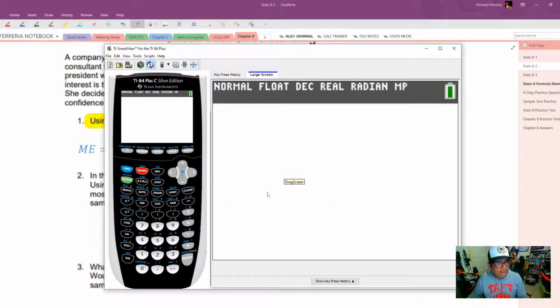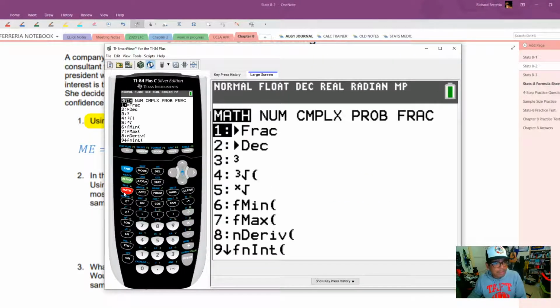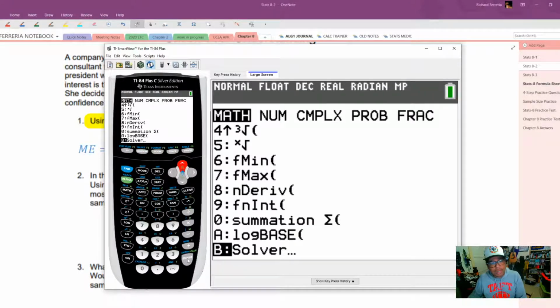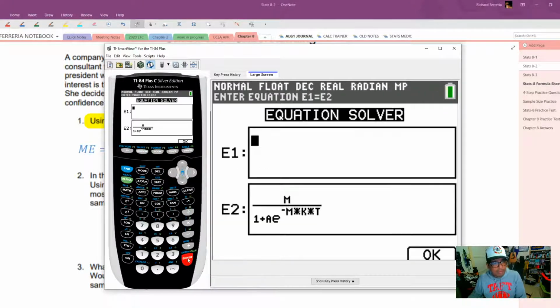So here we are in our calculator. We're going to push math, and then we're going to scroll all the way to the bottom until we get to solver, and we're going to push enter. I have a formula in here from calculus, so I'm going to clear it off. And we're going to do the left side of the equation, which is the margin of error. And I'm going to put the letter M here for margin of error.